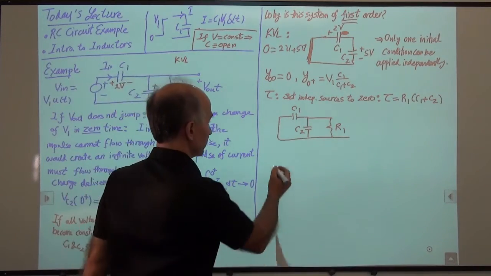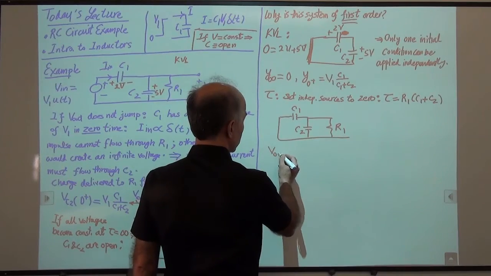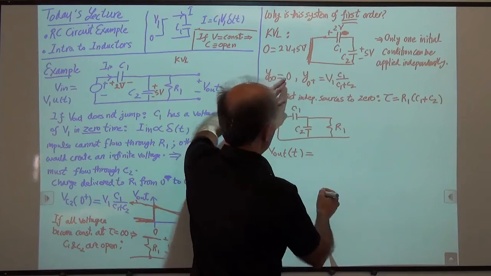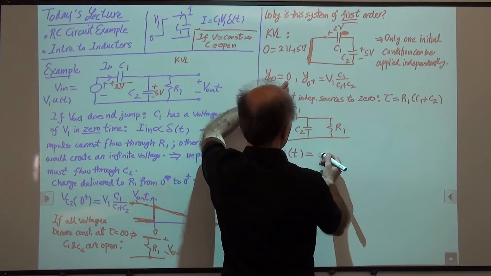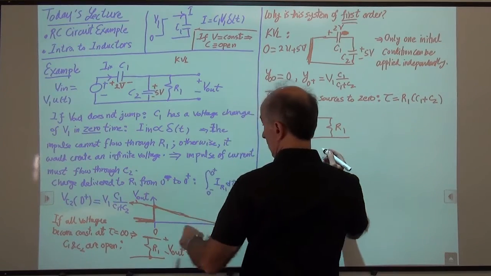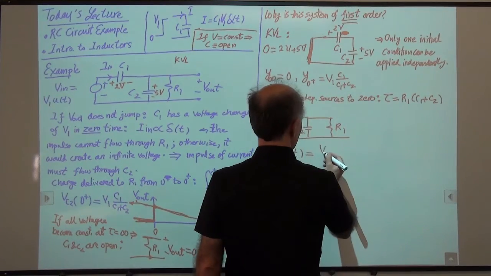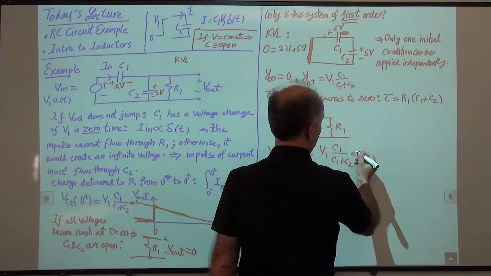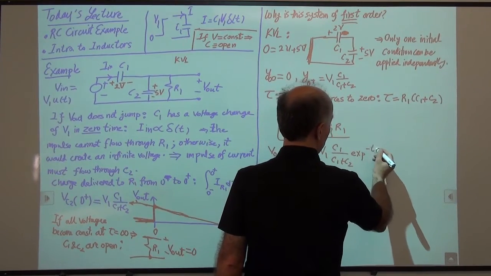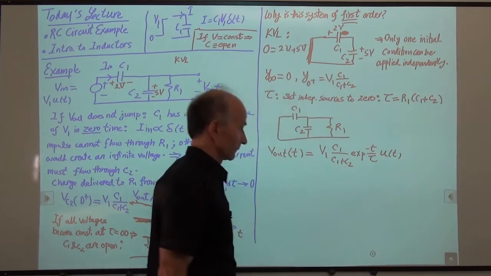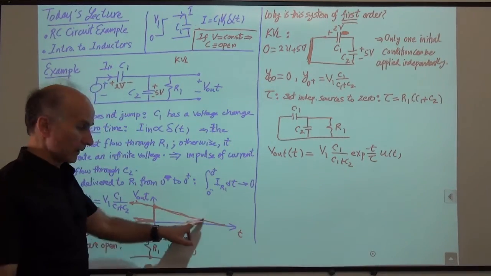Now we can write V out, right? So V out as a function of time is given by the infinity value, which is 0. So it would be just really this one, which is V1 times C1 over (C1 plus C2) times e to the power minus t over tau, times u of t. Right? It's just a simple exponential decay.